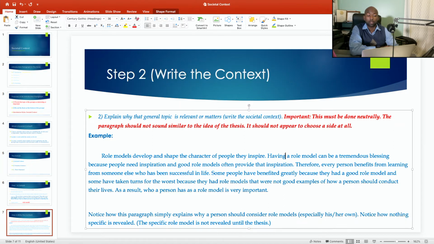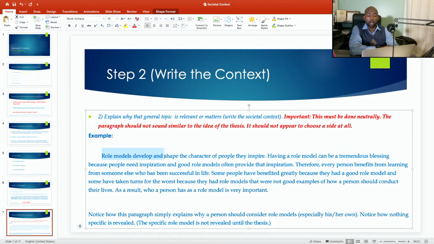Write the actual context. So what we're going to do is explain why role models neutrally are something that's worth considering. Okay, so I'm going to read this paragraph. That's what it does. This paragraph is the context.